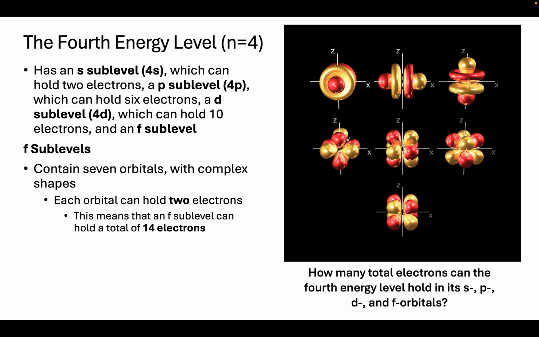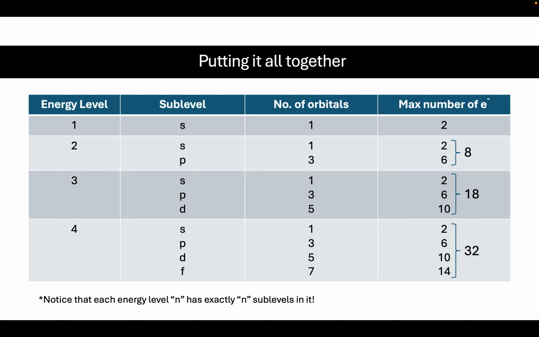So if you add all of those up, going from its S all the way to its F, what's the total number of electrons that can be held in the fourth energy level? That would be 32. I know that is a ton of information, and it's going to take a little bit of thinking it through and practicing to keep it all straight in your head. So I put this little table in your notes just to help you organize it.